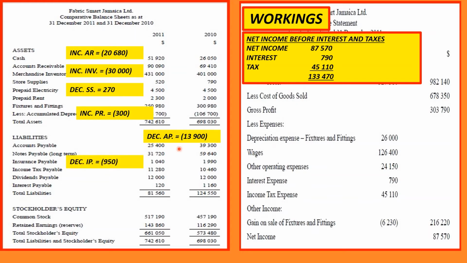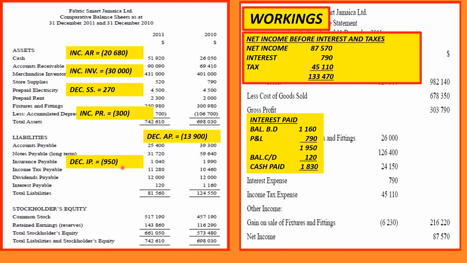because it would mean that we are paying some of our accounts payable, and we will look at the note payable separately because that is not an item of working capital. The other one is the insurance payable, sorry, and it decreased from 1990 to 1040, a decrease of 950. So it means we would have paid some, that's an outflow of cash.